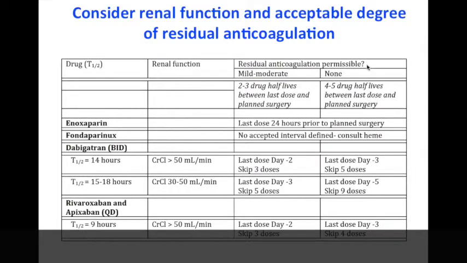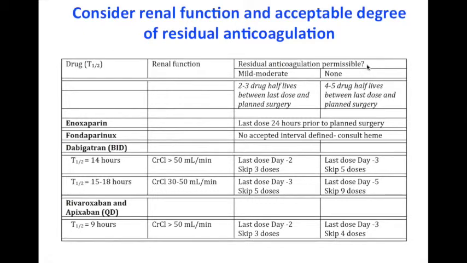So over here on the right, examples would be craniotomies, neuraxial anesthesia, operating on the eye, sort of areas where a little bit of anticoagulation can cause big trouble. Over here, you may be talking about surgery where a little bit more bleeding would not likely be detrimental. So if a little bit of anticoagulation would be okay, 2 to 3 drug half-lives between the last dose and the planned surgery should be acceptable. Whereas if no residual anticoagulation would be acceptable, then we really should wait for 5 drug half-lives.